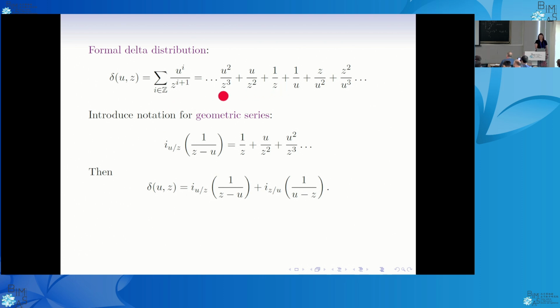Okay, so this part is a geometric series expanding in the region where |u| is less than |z|. And this is where |z| is less than |u|. So these are two geometric series combined in one formula. And this is some formal sum. Of course, it doesn't exist as a rational function.